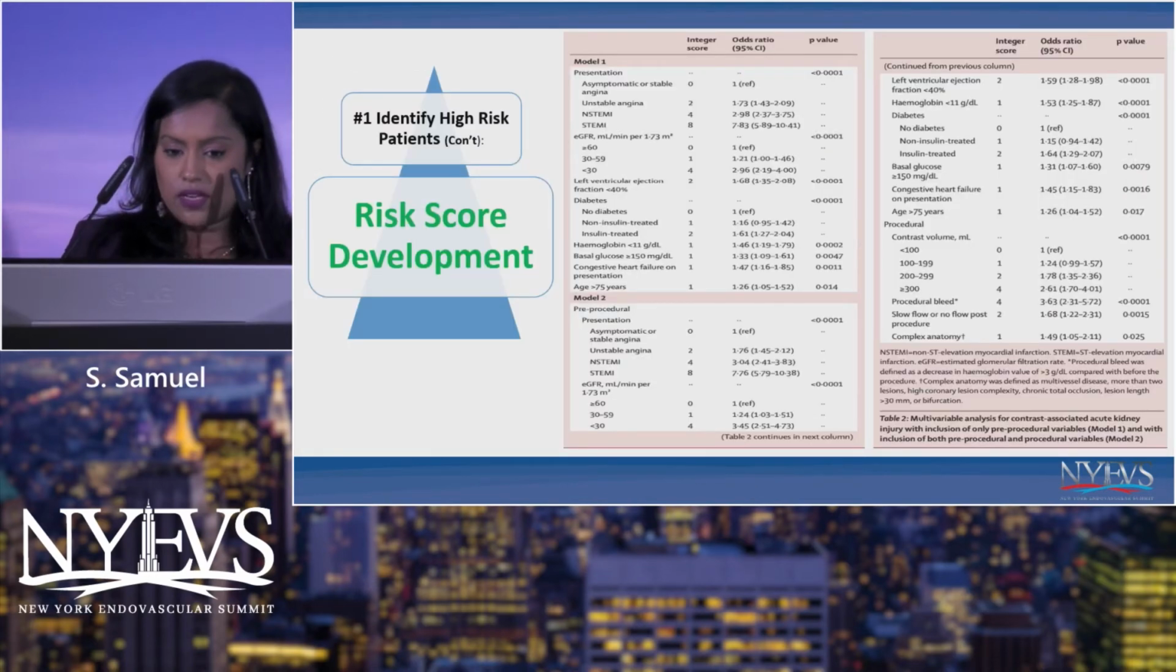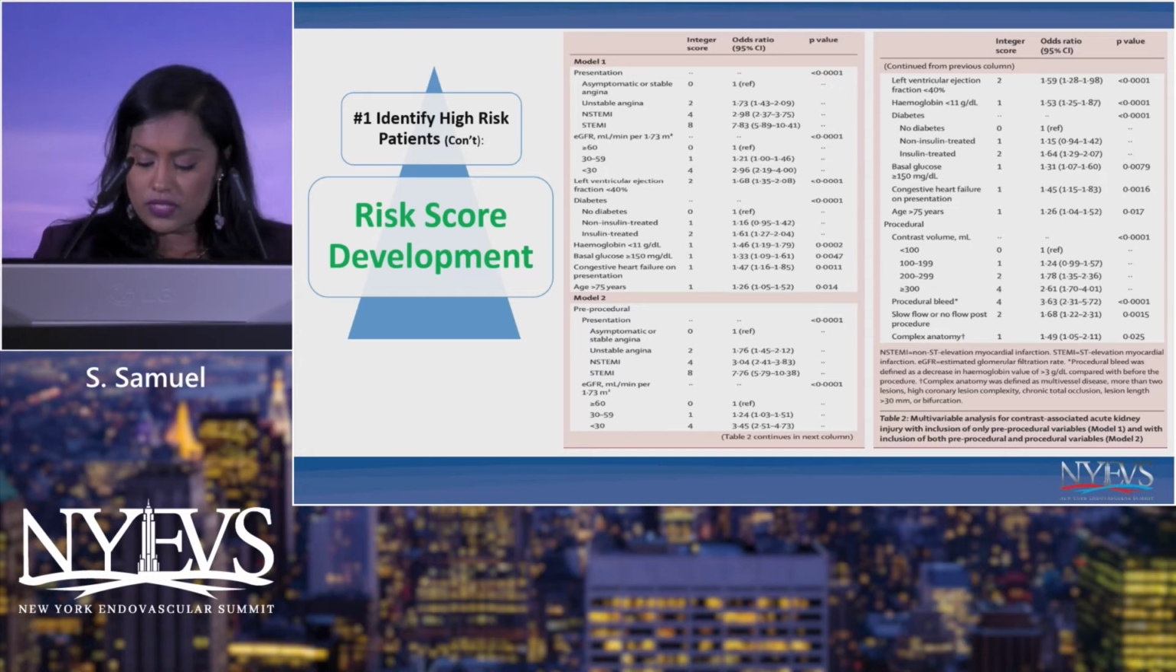And as you can see here, Model 1 on the left includes many of the similarities to the original risk score published in 2004. Each risk factor is assigned an integer score. And then additionally, Model 2 includes all these procedural factors such as contrast volume, the procedural bleed, slow flow, and complex anatomy.